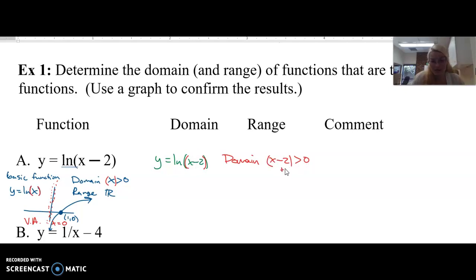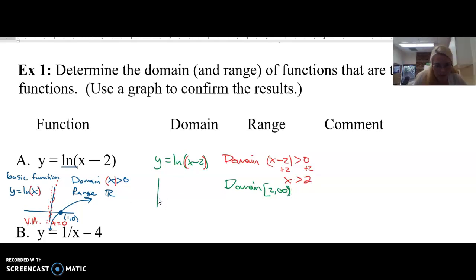And so what does that mean? Well, add 2 to both sides. x must be greater than 2. This means the domain is going to be 2 to infinity, or x is greater than 2. You can write it either way, truthfully.